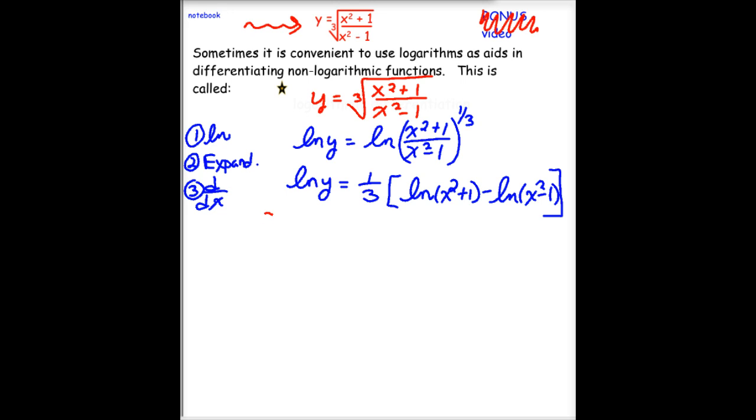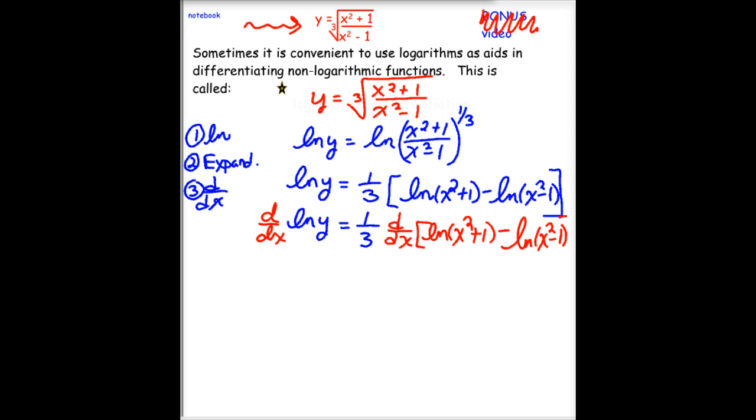So I'm going to do the derivative with respect to x of my natural log of y. That will equal, I'm going to pull that constant out front because I know that's not going to affect anything, but it'll be the derivative with respect to x of natural log of x squared plus 1 minus natural log of x squared minus 1.